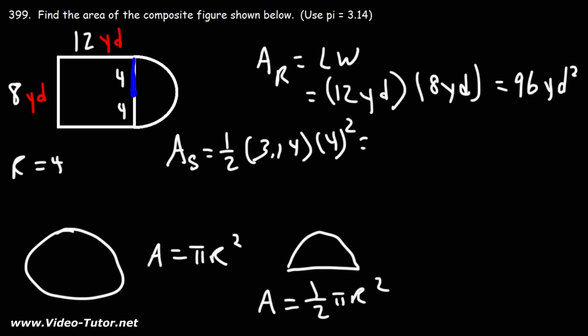4 squared is 16. Half of 16 is 8. 8 times 3.14 is 25.12. And that's going to be square yards.